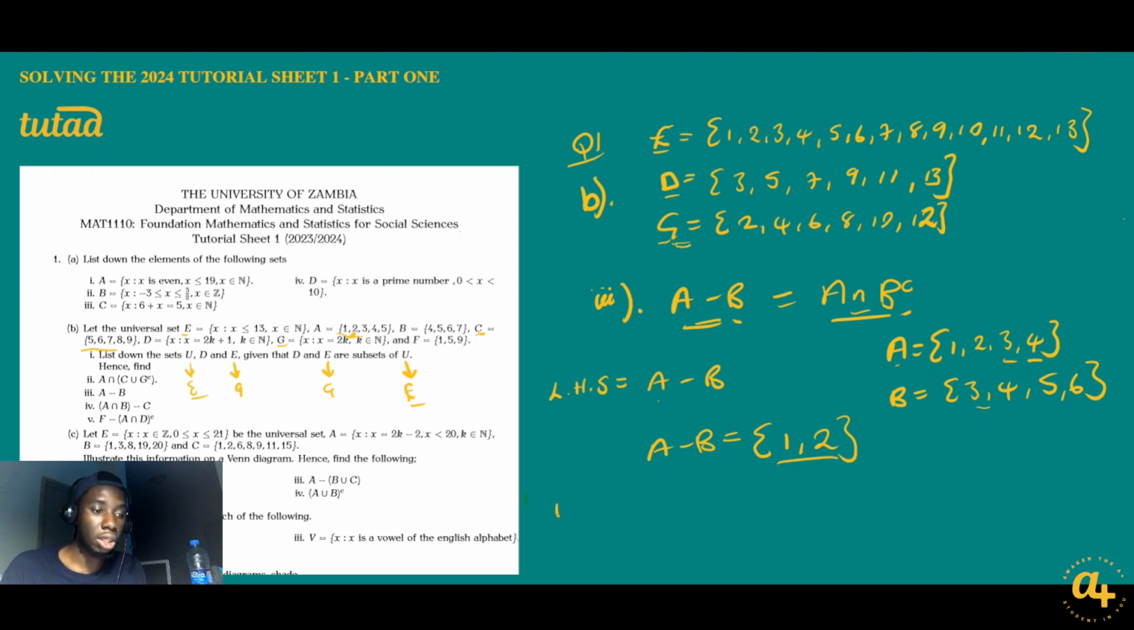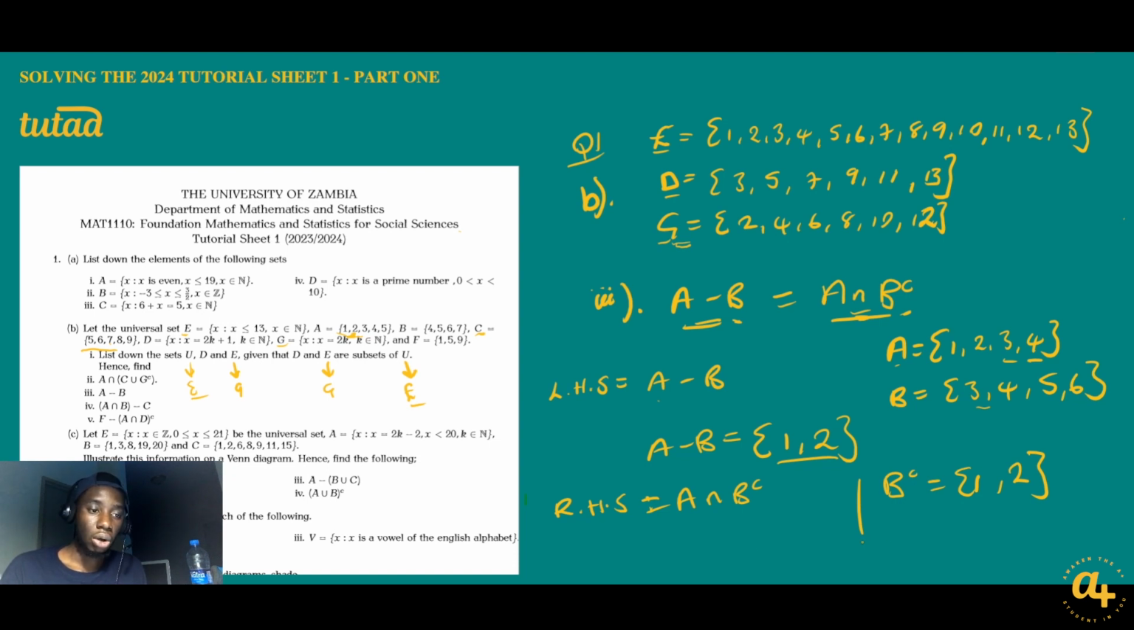Now let's deal with the right hand side in this case. The right hand side is where we have A intersection B complement. Let's find what B complement is. We know that set B is equal to 3, 4, 5, 6. Now we need to find B complement, which is just the set of all the elements that are not in B. So when we look at the two sets here, we know that 1 is not in B, as well as 2 is not in B. So B complement is equal to 1, 2. Okay, fine.